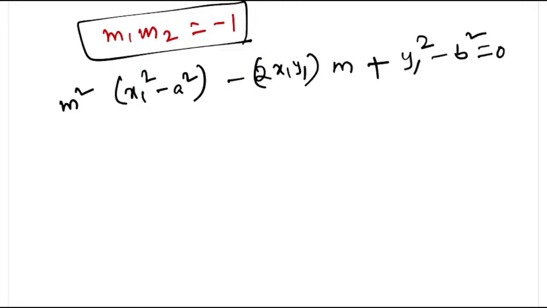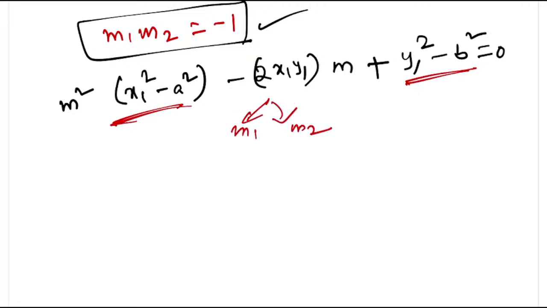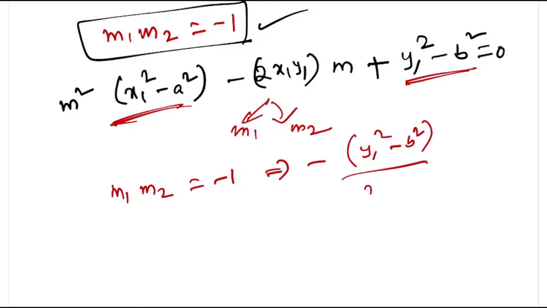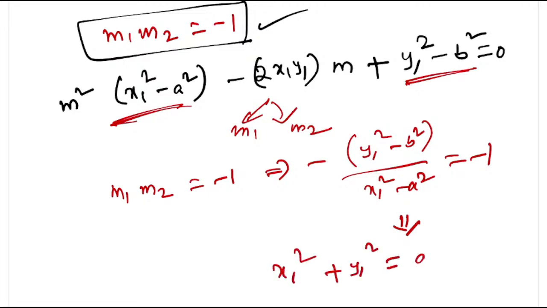This is the thing we have. Right. So m1 m2 is -1. Can you put all those here? This is nothing but a quadratic equation with the two roots m1, m2. So the product of roots is, when I simplify, do you know what this is called?